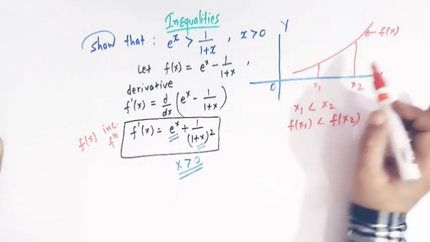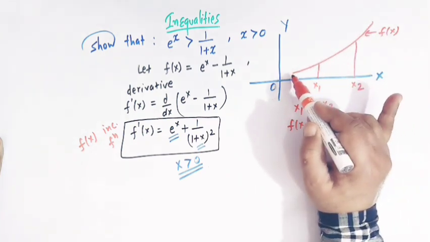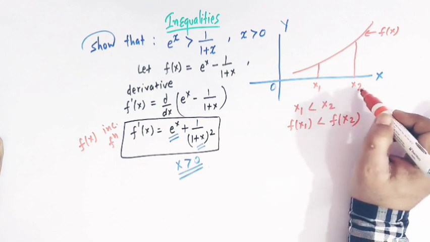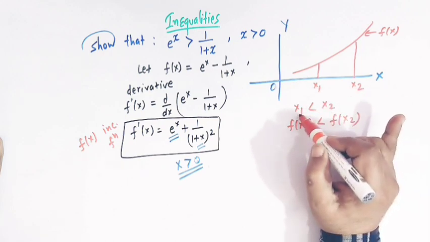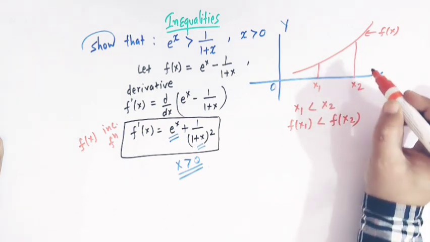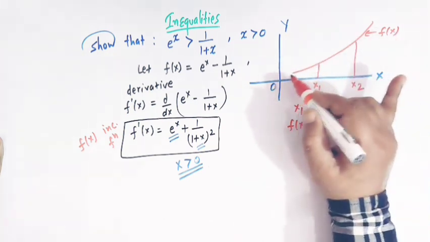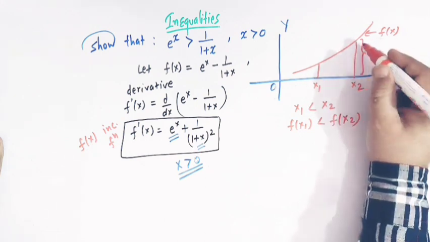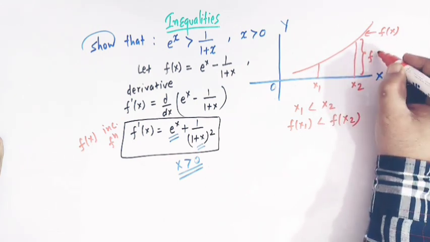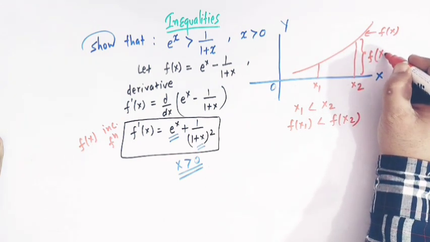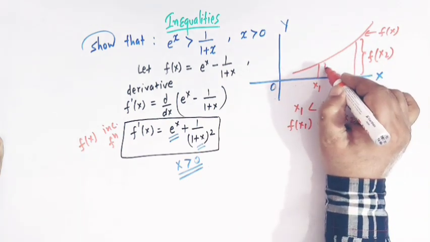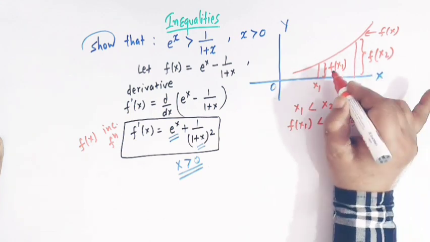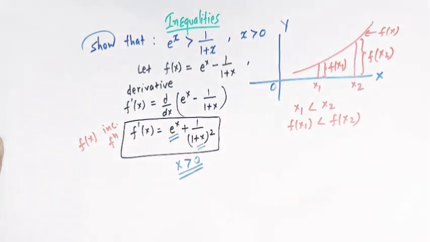So here f of x is an increasing function. We have taken 2 points, x1 and x2, where x2 is greater than x1. So obviously, if the function is an increasing function, then this ordinate is f of x2, this ordinate is f of x1, so f of x2 should be greater than f of x1, right?